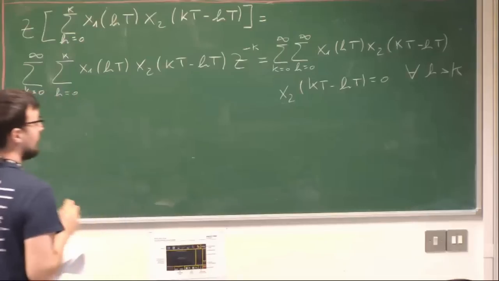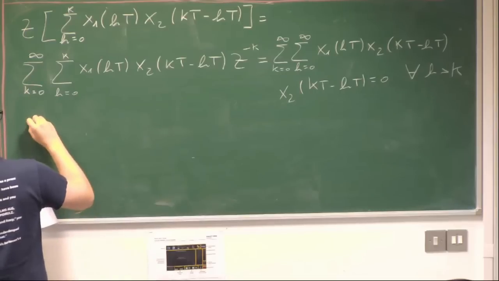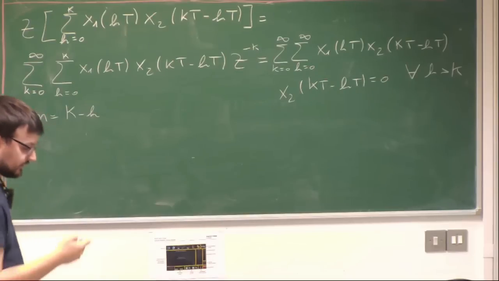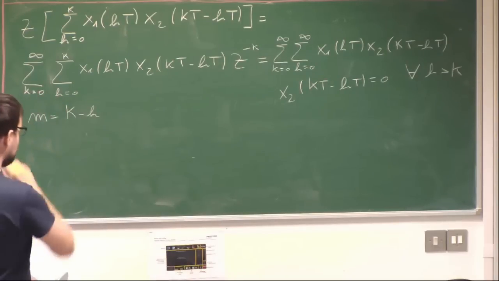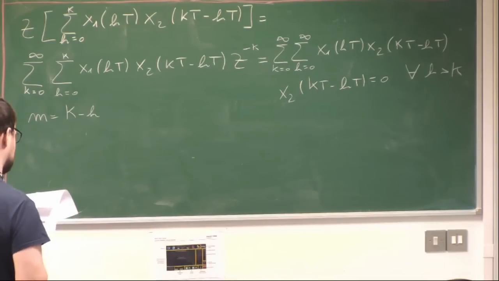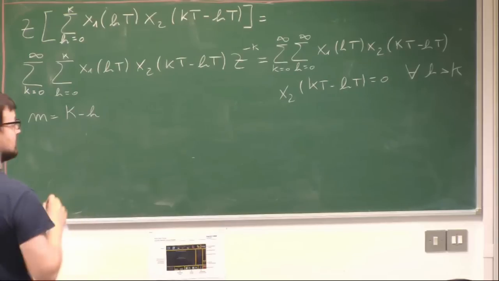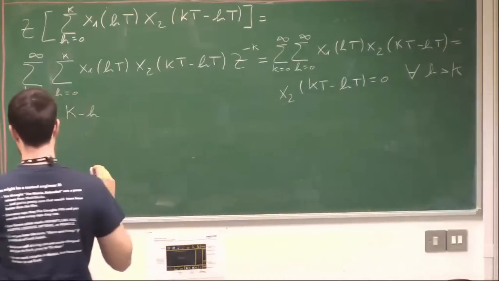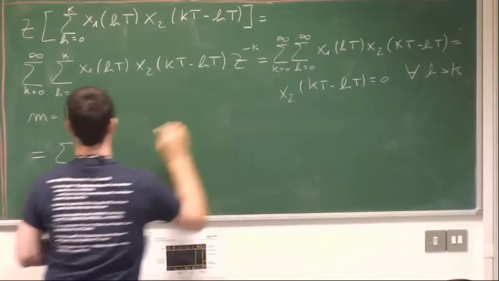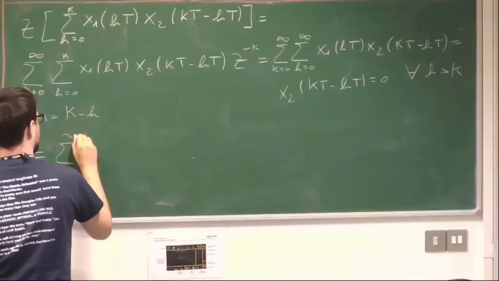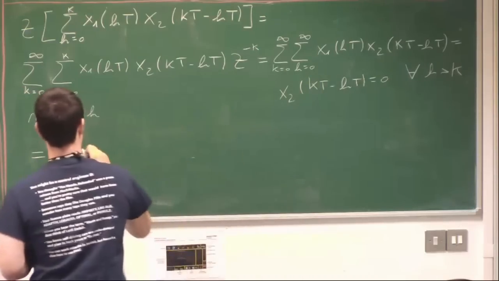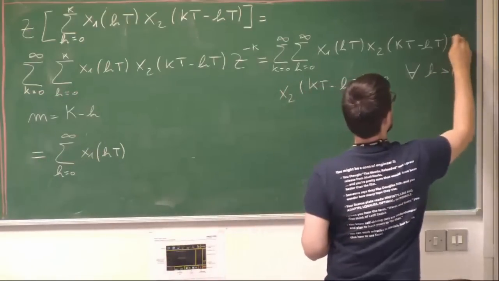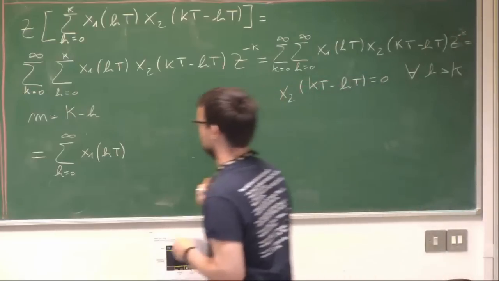Now the next step is to do a change of variable. We set m equal to k minus h. We define the variable m in this way, and now we replace the terms inside that sum. So we don't touch the sum with h going from 0 to infinity, and we leave x1(hT). Oh, here I forgot z to the power minus k. I apologize about that.